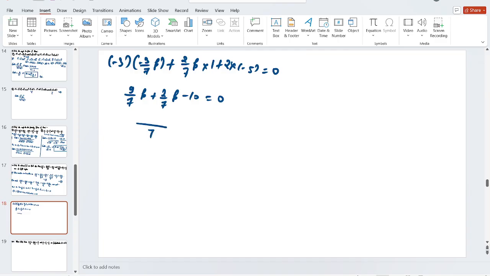This is the 7 here. This is 9p plus 2p, and minus 10 taking to the right side becomes 10. So 9 plus 2 is 11, 11 by 7 of the p. This is equal to 10.